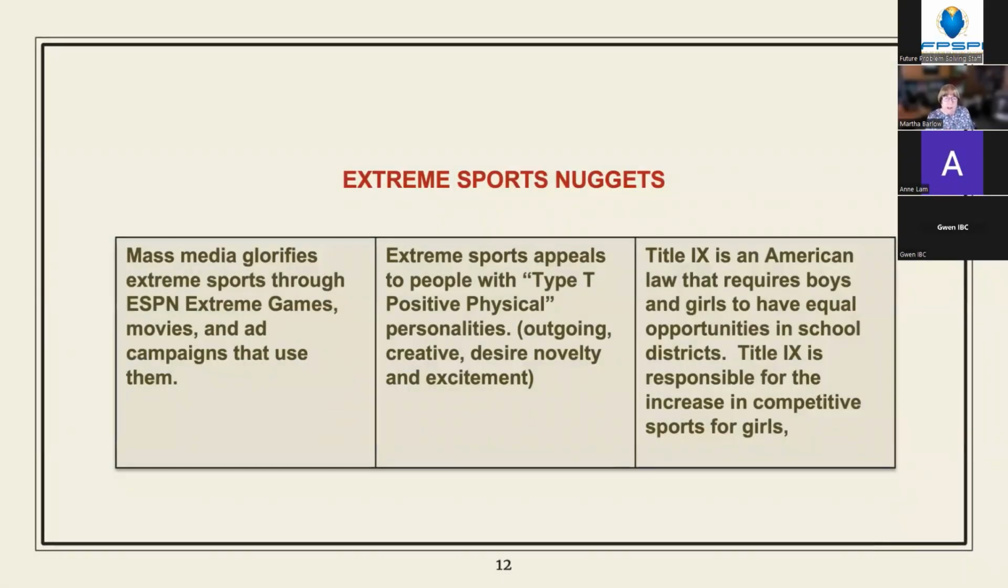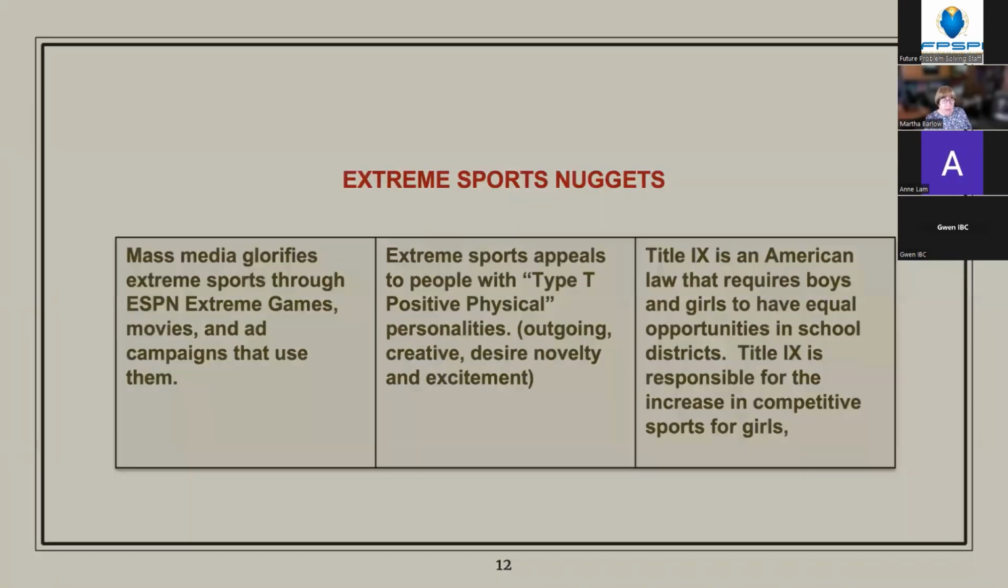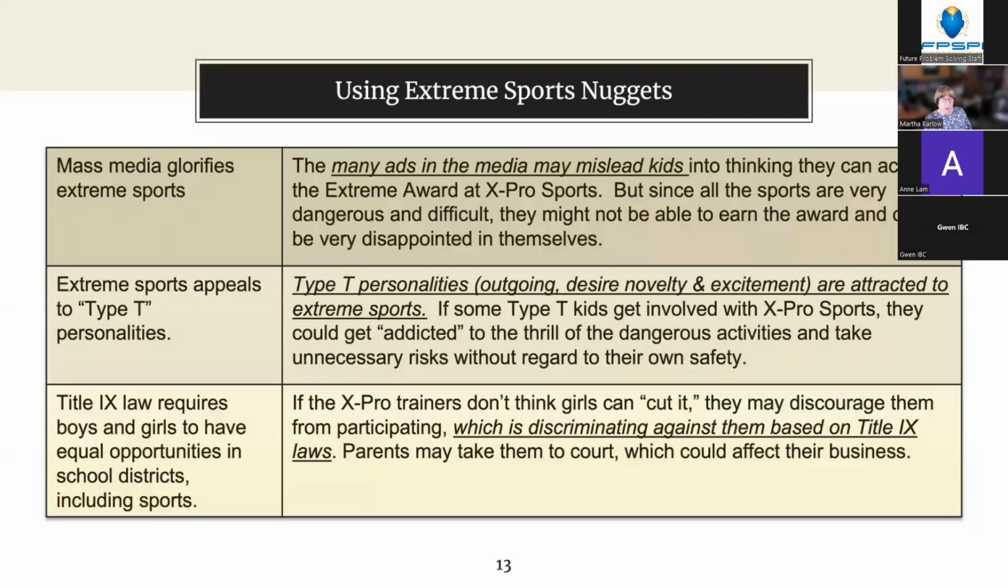These are just a couple more examples using a topic of extreme sports, and this was based on a future scene we actually wrote here in Wisconsin for kids to practice with. And once again, these are some of the nuggets on the left, and on the right, it shows different ways to include those nuggets from the research into the challenges.